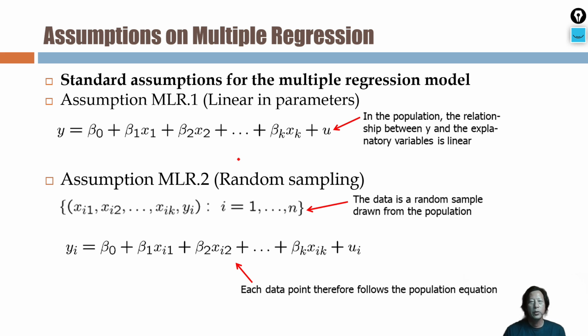There are several assumptions of multiple regression, but they are quite similar to simple regression. The first one is a linear relationship. They are linear again. X1, X2, X2 can be X1 squared, but they are linear in parameters. And then random sampling. So we use a sample that is randomly sampled.